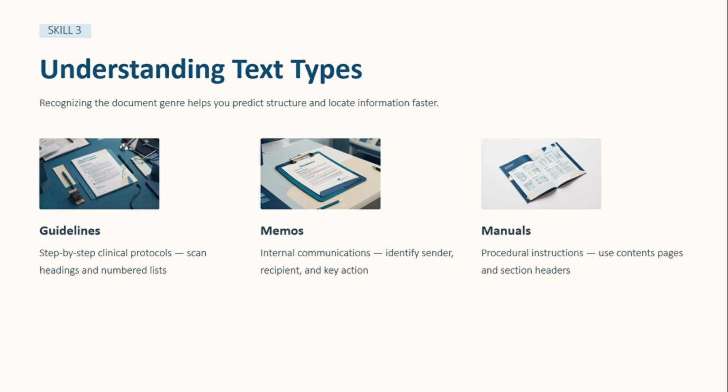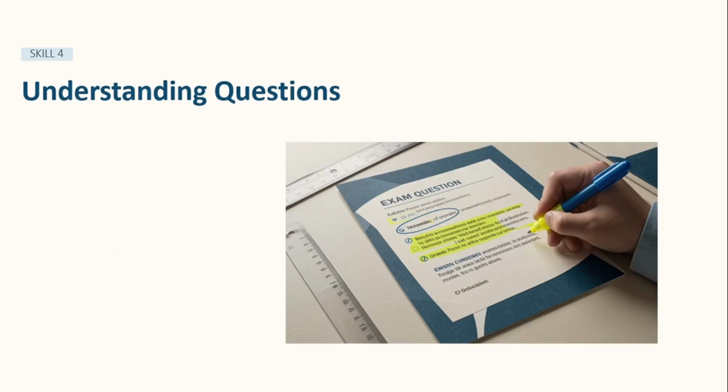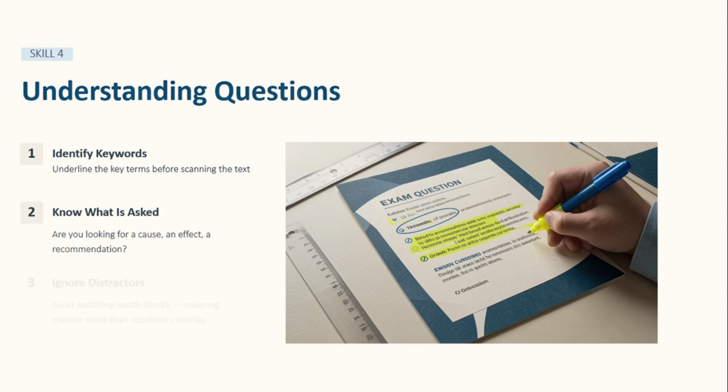Now we'll move on to understanding questions, which is skill 4. Always identify the keywords in the question and clearly understand what is being asked. Avoid adding extra information that is not required, and ignore distractors that may look similar but do not answer the question. A good strategy is to reread the question before finalizing your answer to ensure it matches exactly.